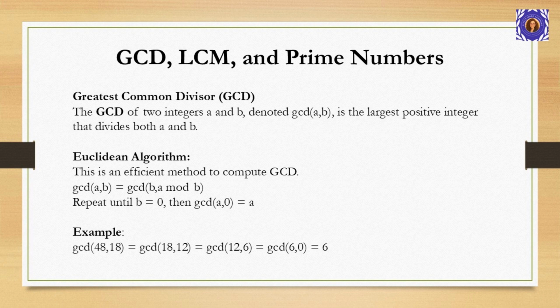Let me walk you through an example: GCD(48, 18). First step, GCD(48, 18) equals GCD(18, 48 mod 18), which is GCD(18, 12). Second step, GCD(18, 12) equals GCD(12, 18 mod 12), which is GCD(12, 6). Third step, GCD(12, 6) equals GCD(6, 12 mod 6), which is GCD(6, 0). Final step, GCD(6, 0) equals 6. So the GCD of 48 and 18 is 6.